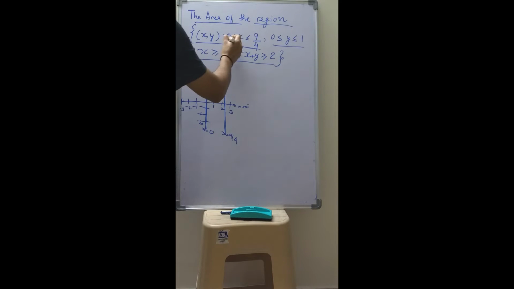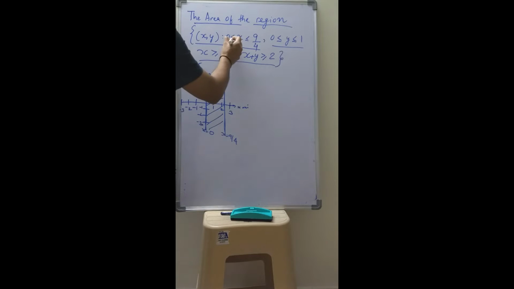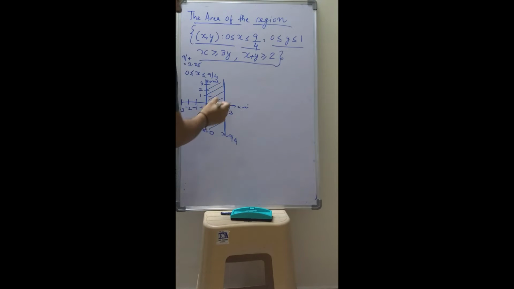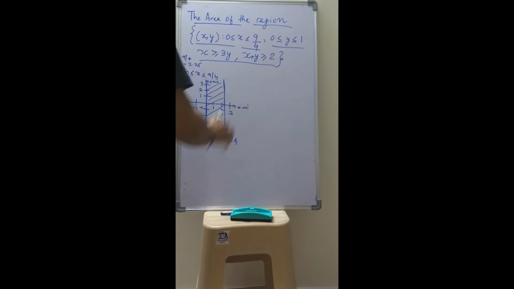Right? So 0 < x ≤ 9/4. So all of this area, you see, this area will be represented by 0 < x ≤ 9/4, because the values of x between this and this satisfy your equation 0 < x ≤ 9/4. Okay, so you get the area represented by the first equation.